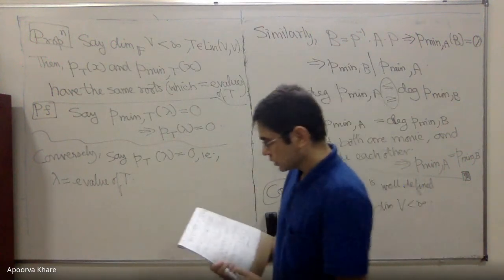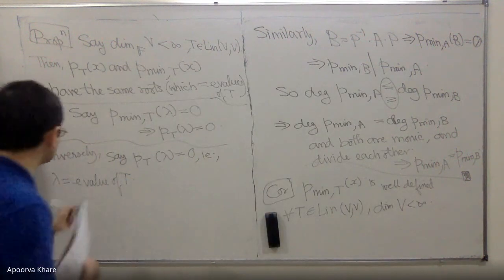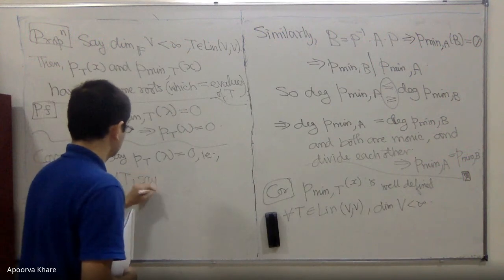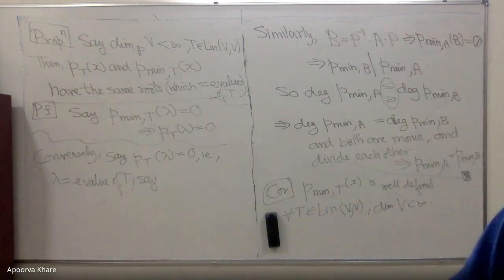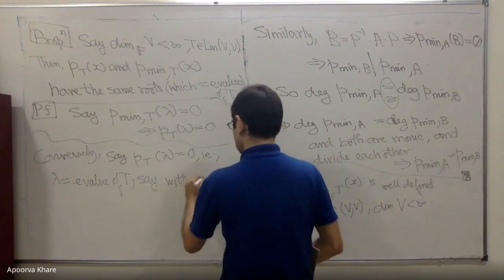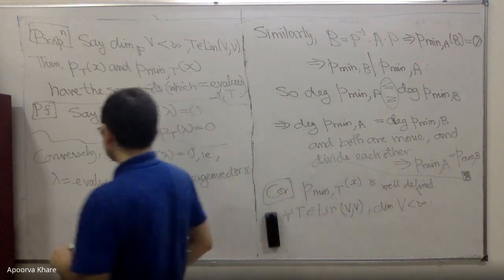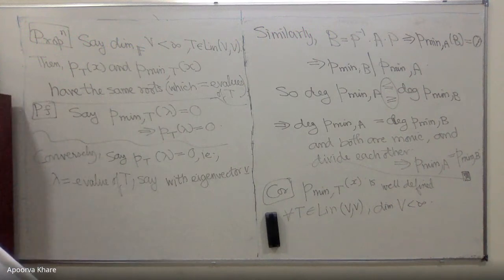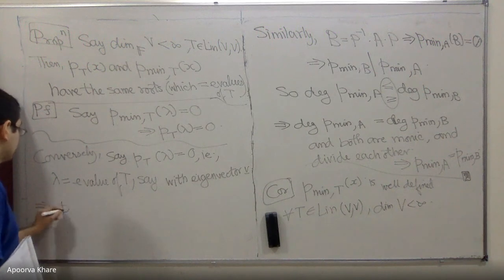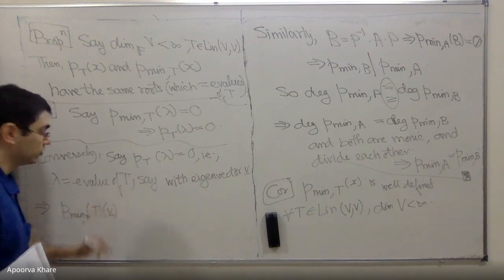Okay, so now, and this is sort of not hard. Let's see. So lambda is an eigenvalue with eigenvector v. So v is non-zero, right? So now let's look at P min of T, acting on v.